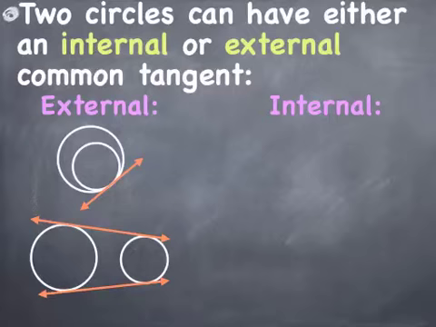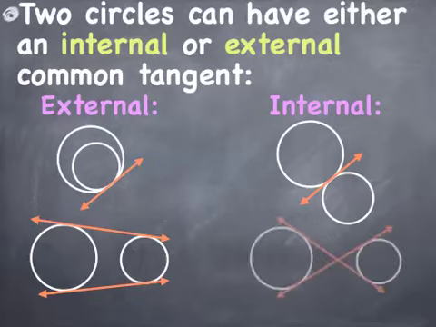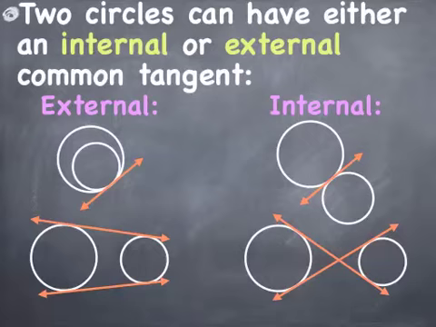Internal tangents, we could have one example here. I would have tangent circles again, but this time notice that the tangent line is cutting between the two circles. And then another example of internal tangents, I could have the same two circles as the second example for external, but this time my tangent lines are cutting the space in between the two circles. So those would be internal tangents. They're going between the two circles.